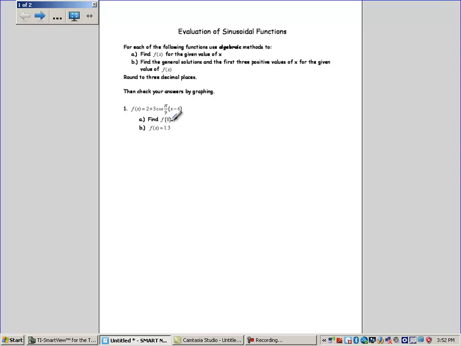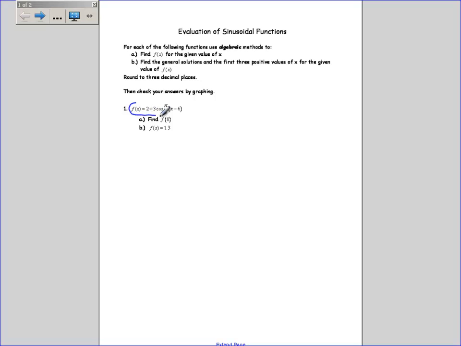So let's just go ahead and get started with A. I've got a sinusoidal function here, 2 plus 3 cosine of pi over 9 times x minus 6, and I have to find f of 8. It's pretty straightforward. F of anything, you replace x with 8. So this is going to be 2 plus 3 cosine of pi over 9 times, replace the x with an 8. And then we just have a little bit of algebra to do.